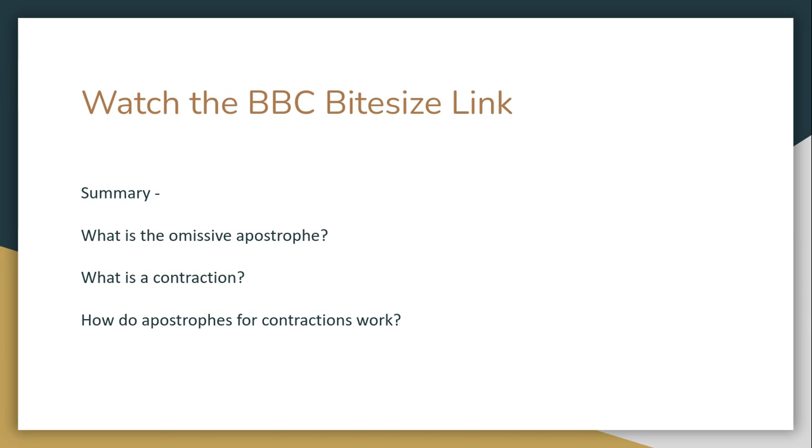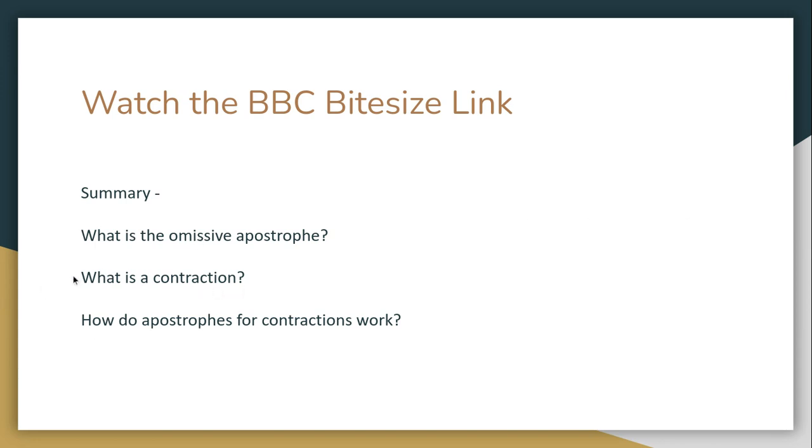An omissive apostrophe looks exactly the same as an apostrophe for possession, but even though they look the same, they do different things. The way we remember it's the omissive apostrophe is because it's when something is missing, or it omits something. That's how we're going to remember that.